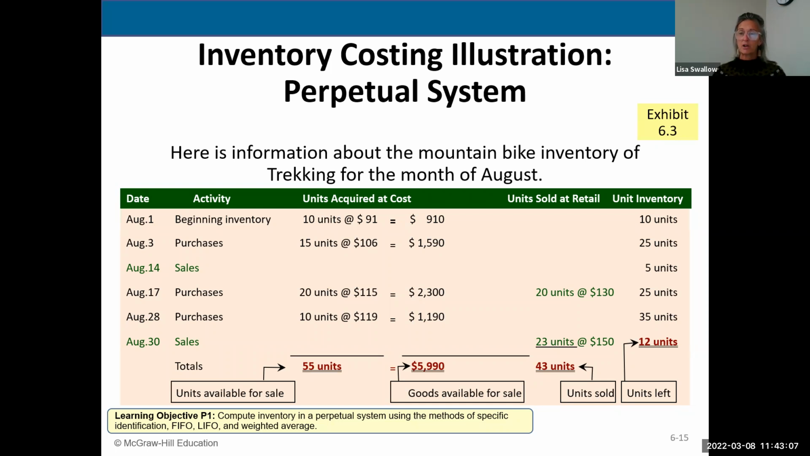And the answer is my cost of goods sold is going to be lower because first in, first out assumes that I'm selling these lower cost items. Okay, so my COGS is going to be lower, gross profit's going to be higher. If my COGS is lower, my ending inventory, these 12 units, is going to be high.